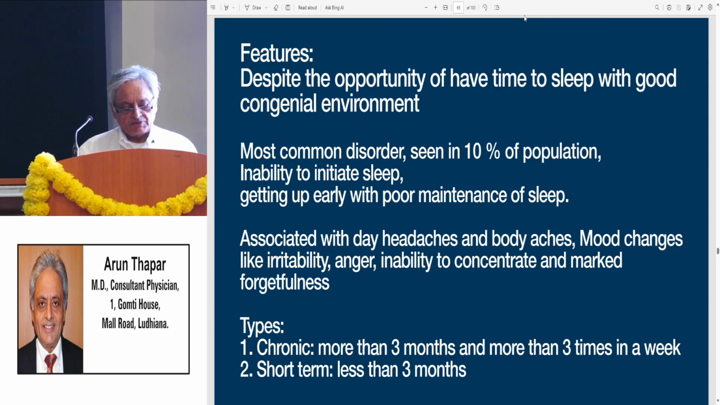Insomnia is of 2 types, acute and chronic, or short-term and chronic. Chronic is more than 3 months and more than 3 times a week. If you have this clinical picture, you label the patient as chronic, and short-term is less than 3 months.